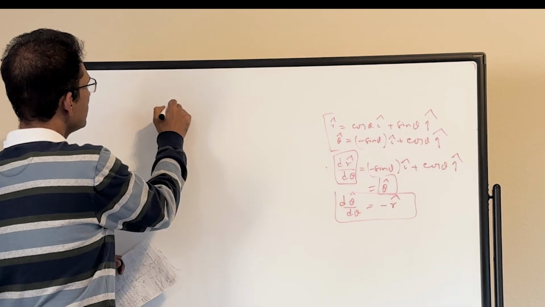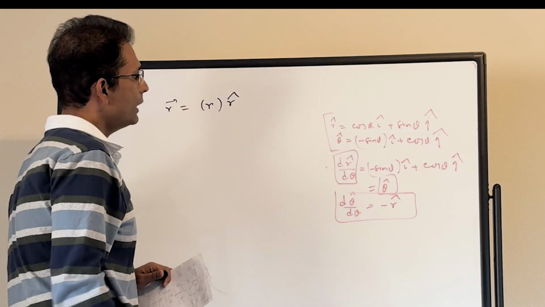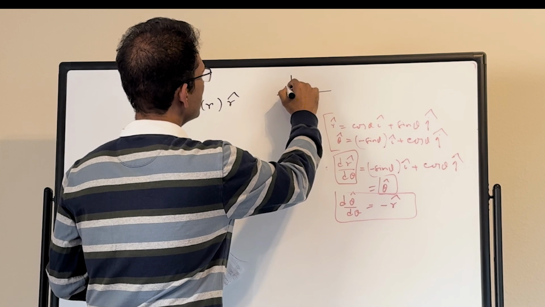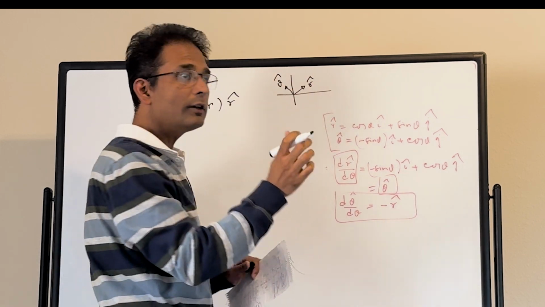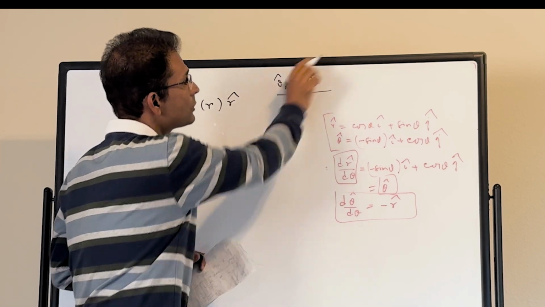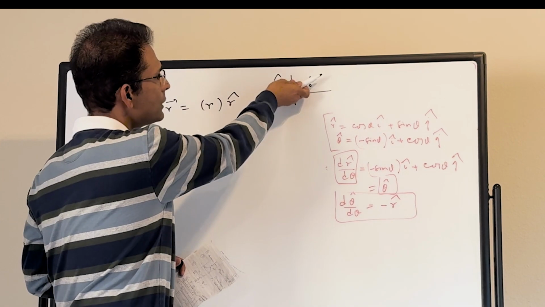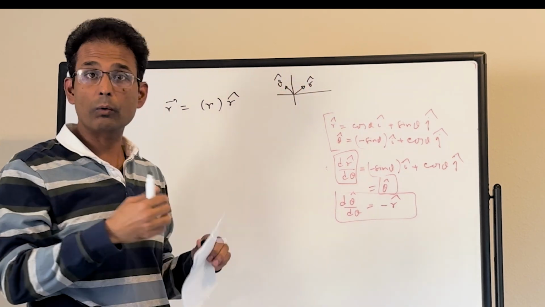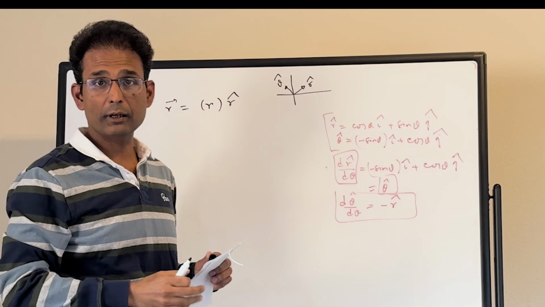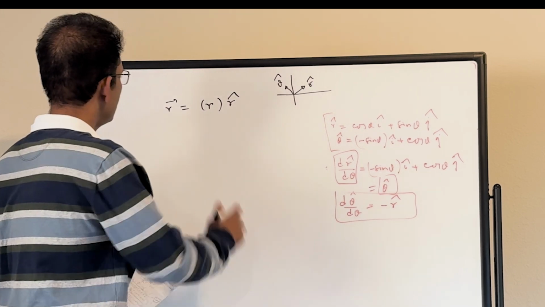So r, the radius vector, is r, the magnitude, times r hat, okay? Now, by the way, r hat and theta hat constantly change direction, because r hat is a vector pointing toward the particle. The particle moves, so r hat changes its orientation. And so does theta hat, because theta hat must always remain perpendicular to r hat. All right, so this is the expression for r, the radius vector.